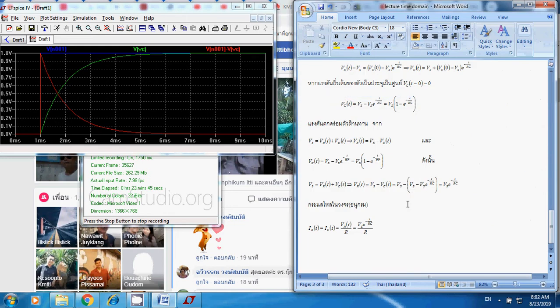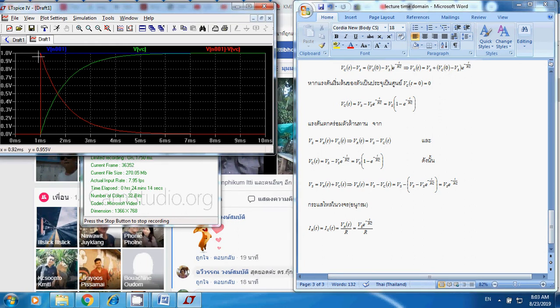Now you take a look at the equation that we derived. This is your VR, right, equal to Vs exponential negative t over RC. At the time equal to 0, you can see obviously VR equal to Vs, right, because exponential to the power of 0 is equal to 1. So at the start, at t equal to 1 millisecond, you have the voltage across the resistor to be 1.